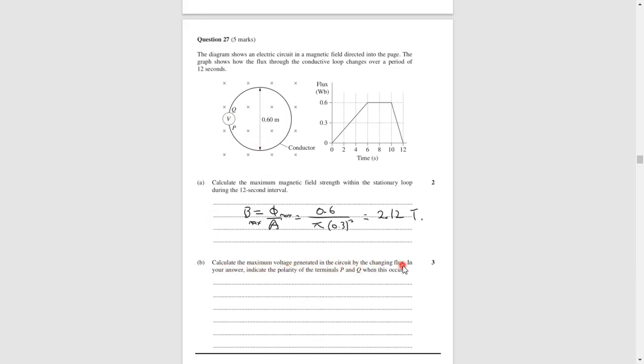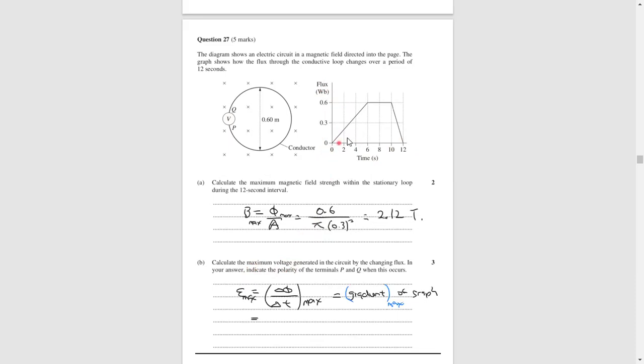Okay. So if that's the maximum magnetic field strength, they now want us to calculate the maximum voltage generated in the circuit by the change in flux. All right. Well, remember, this is just delta phi over delta t. Now you want to calculate the maximum voltage, which means we really want the maximum delta phi over delta t. Now this is phi, and this is t. So delta phi over delta t, in other words, is the gradient of the graph.